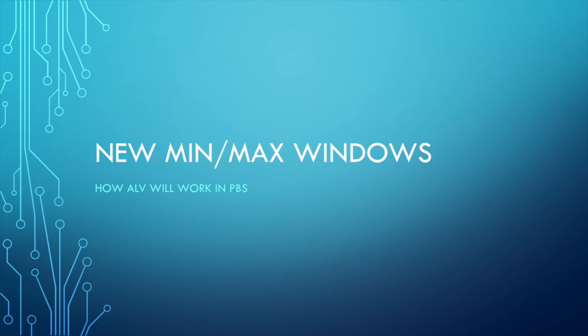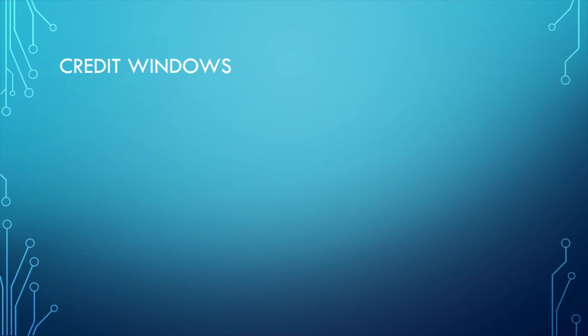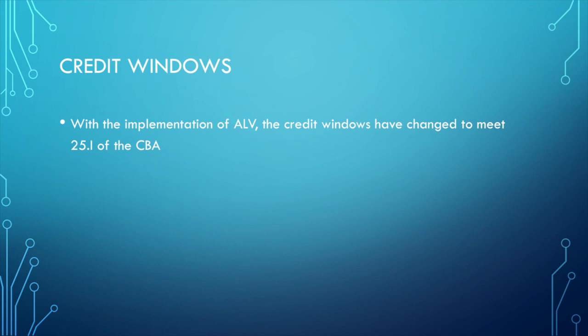Hello, this video is to show you how the new min and max windows will work as we implement ALV from our new contract. In the past we've had the bid divisor and then min and max windows that are around that. Now as we move into the new contract, ALV is the number that we're focused on. This goes active for the planning month of October, so we will be bidding for this in September.